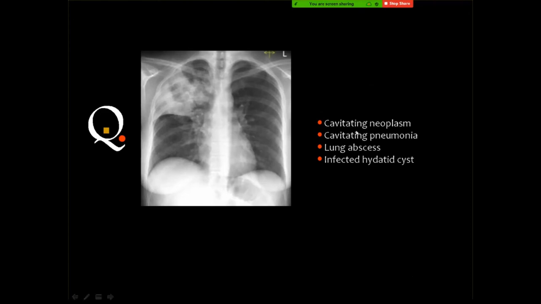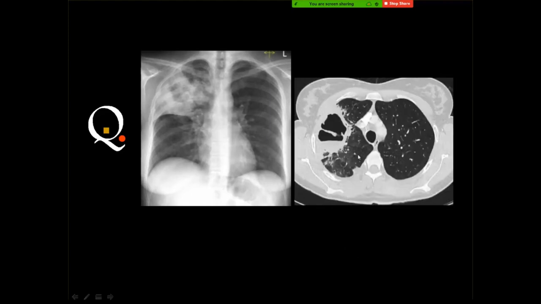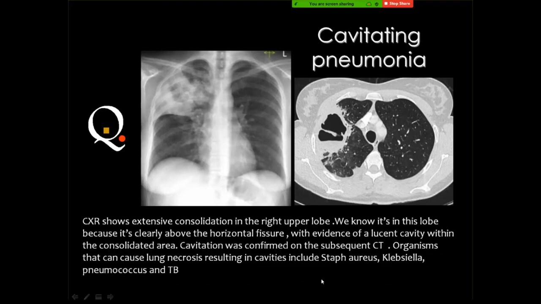No history. Yes, you can select one of these. Cavitating pneumonia. Yes, you are right. And I have mentioned before that pneumonia has a sharp border with the fissure, and this is a very important sign to differentiate it from malignancy and other possibilities. And this is cavitating pneumonia. You see the cavity with some septation inside, but the inner wall is extremely smooth, as you can see, and you got some air fluid level inside.